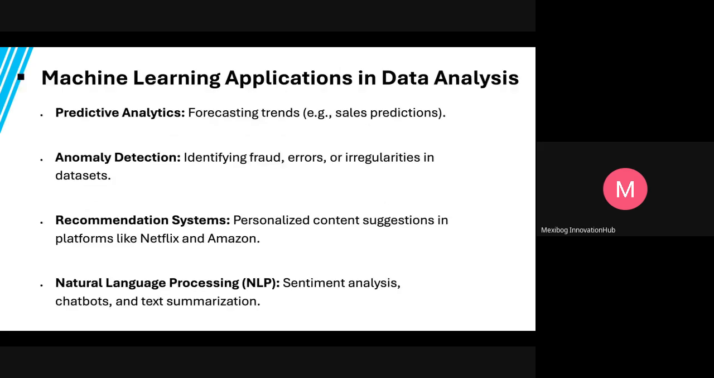So, machine learning applications in data analysis. We have predictive analytics, forecasting trends, e.g. sales predictions. Anomaly detection, that is identifying fraud, errors, or irregularities in data sets. Then we have recommendation systems, that's personalized content suggestion on platforms like Netflix, Amazon, and Facebook suggesting friends you should add. You go to buy books, and it suggests why not add this other book. There are some metrics used in doing that. We'll get to that later.